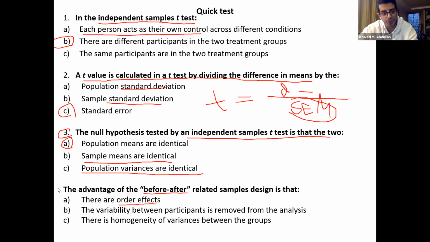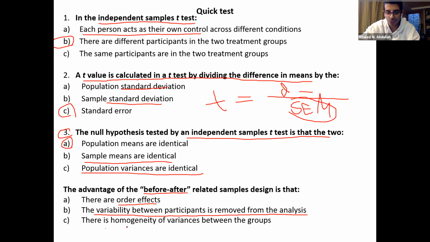So now let's focus on question 4. The advantage of before and after effects. Order effects are a disadvantage, so that's not an advantage. The variability between participants is removed from the analysis. Remember this? I was actually talking about this yesterday. I was saying that the variability from the same person taking the medication and then the next medication is non-existent. So this looks like a good answer.